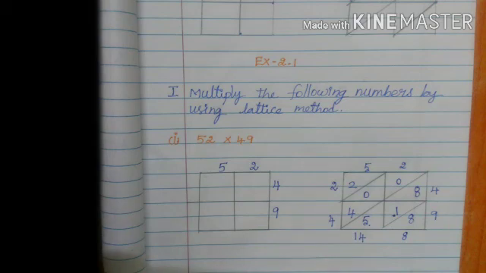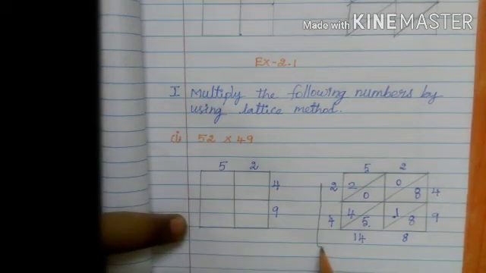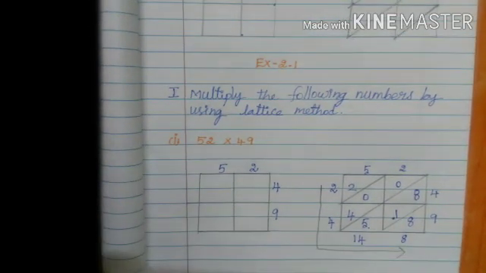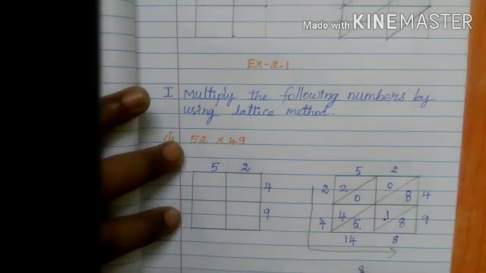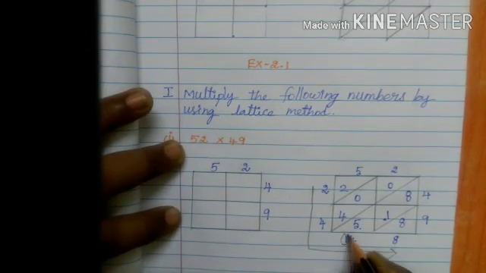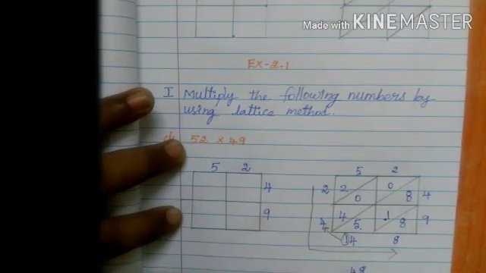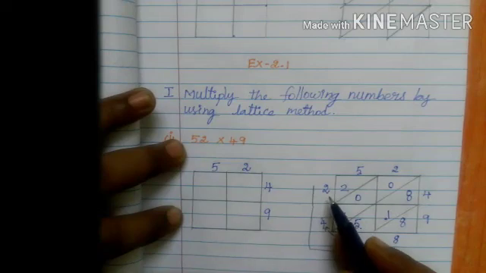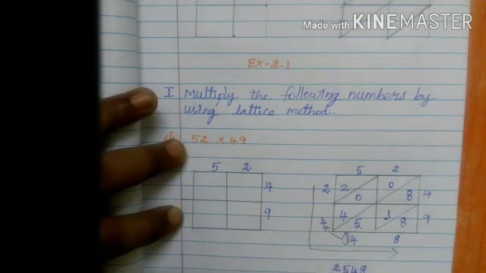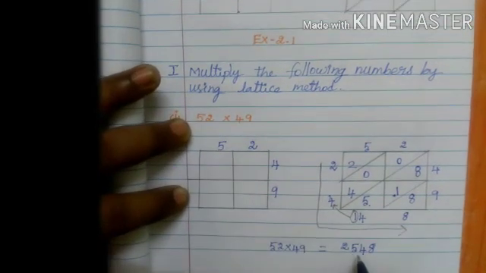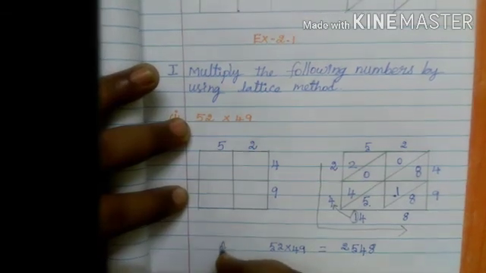Then you take it out and write the number this way. Okay. So first number 8. Then second number 4. So this one you give to the next place. This one is given to here. So 1 plus 4, 5. Then last number 2. So 52 multiply 49 equal to 2548. This is the answer.